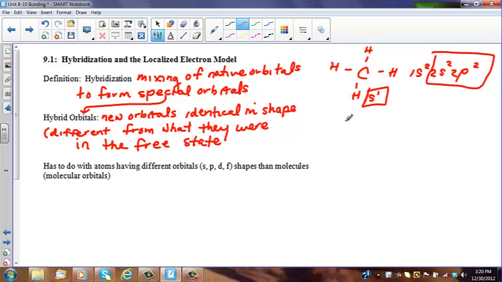So for this example, we have S, P1, P2, P3. So this is called sp3 hybridized.